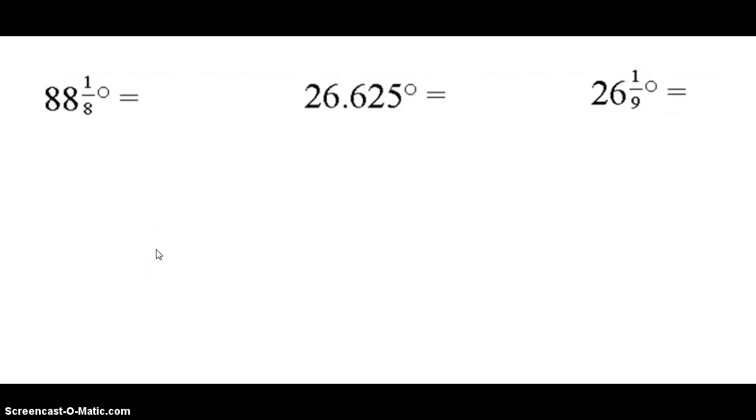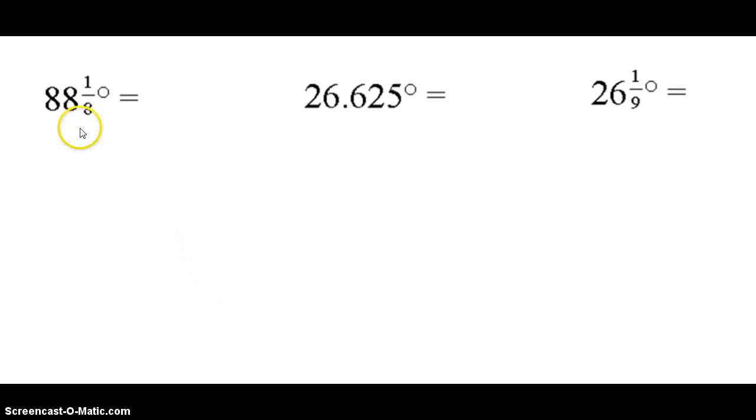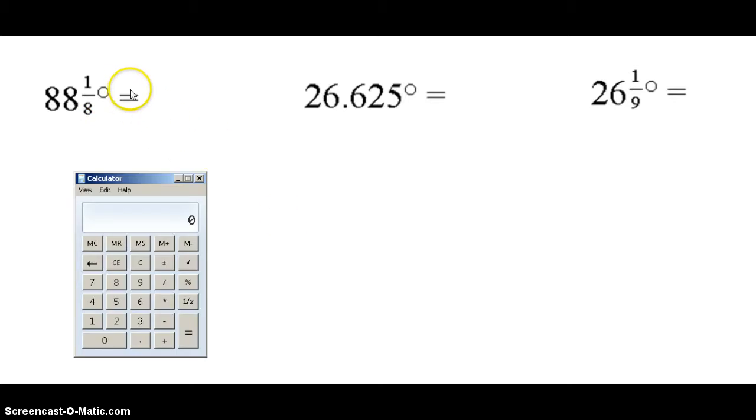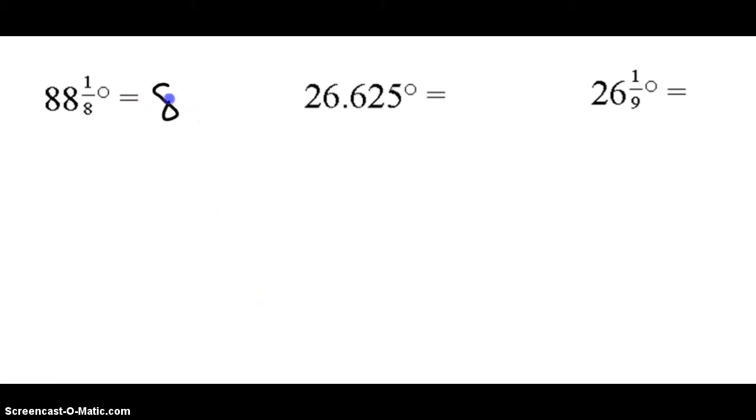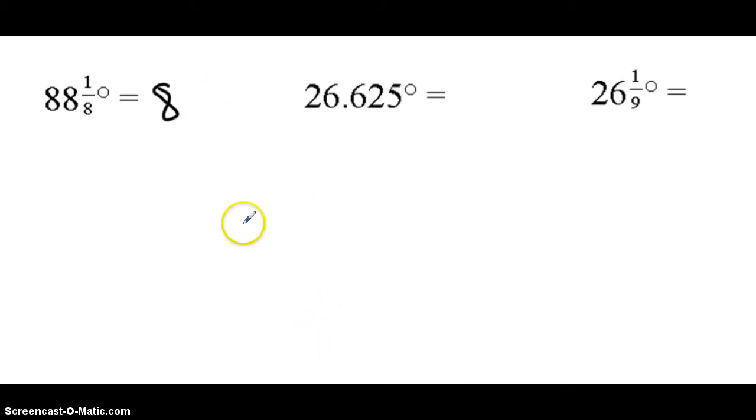Alright, so let me show you a little trick that we can actually do on our calculator when we're given angle measurements in degrees, and it's either a fraction of a degree or a decimal of a degree. So if I bring up my calculator here, let's say that we have this angle which is 88 1/8 of a degree. Well, if we want to convert that 1/8 into degrees, minutes, and seconds, we know first of all that it stays at 88 degrees.